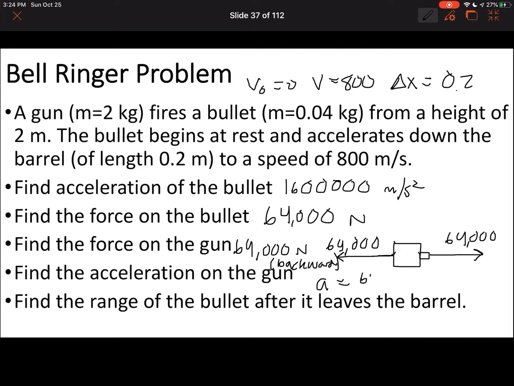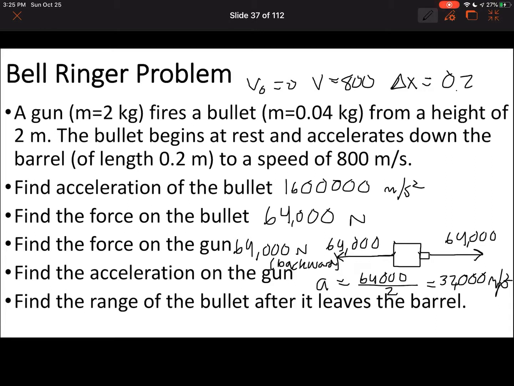Now, could we find the acceleration of the gun? Absolutely. Again, just using Newton's second law here. I know the net force. I know the mass of the gun is 2 kilograms. Divide those two, and 64,000 divided by 2 would be 32,000 meters per second squared. A very high acceleration as well, but not quite in the realm of what the bullet was traveling. We wouldn't expect it to accelerate quite as fast with the difference in masses.